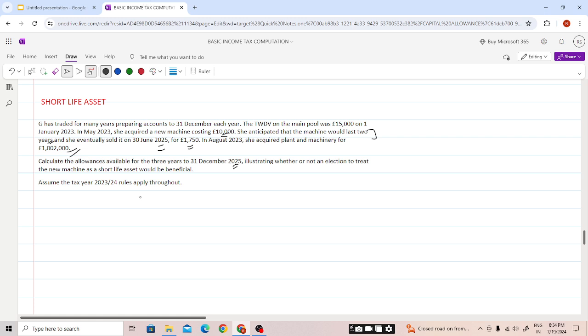Now we will be solving a question. This question, students, we need to calculate for 3 years, 23, 24, 25. So year end December 23. As we have already seen here, students, first illustrating whether or not election to treat the new machine as a short life asset. So first we need to see without election and then with election, because it is an option. So first we will be calculating without making the election.